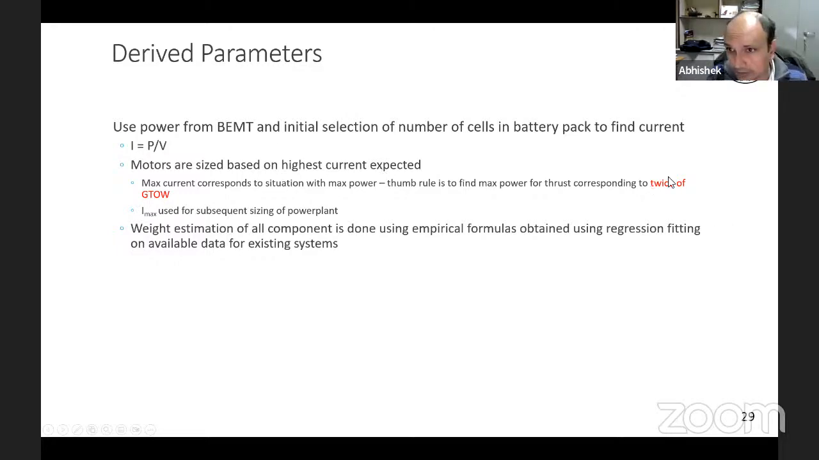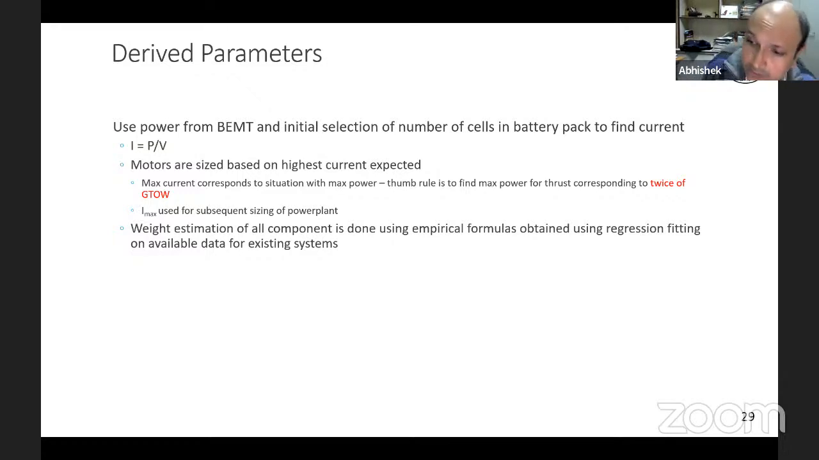The normal thumb rule is that we take twice the gross takeoff weight. Max current corresponds to the situation with maximum power. The thumb rule is to find maximum power for thrust that corresponds to twice the gross weight. So if in nominal condition my propeller requires 250 grams of thrust for my 1 kg quad rotor, I'll select a motor which is capable of delivering 500 grams of thrust. That is the idea. And then this Imax, which you calculate, is used for sizing all the power plant: motor, ESC, everything. You will select an ESC which can deliver this max current.